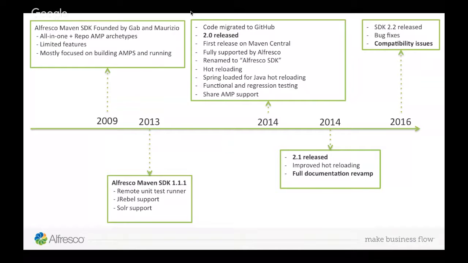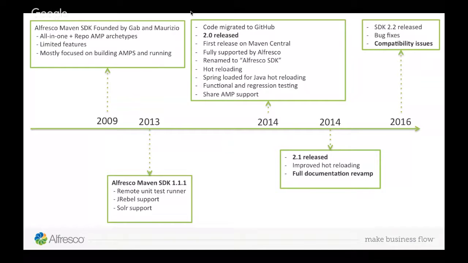Then a year later, we released the 2.0 release, and this is around the time where I got involved in the project as a contributor, before I joined the company. We wanted to support the full stack, Share as well, and have better hot reloading. We wanted to release it on Maven Central to show the world that we're really serious about this product and we're going to release it out into the public. We also started supporting Spring Loaded for hot reloading, which is a free alternative, and we had some regression testing and functional testing using Selenium in there.